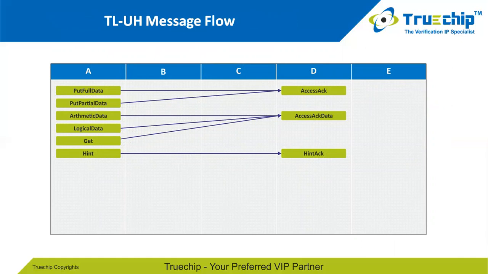So for the atomic message request, that is the arithmetic and the logical, we will receive the access ACK data as a response, and for the hint message, we'll receive the hint ACK response message from channel C.